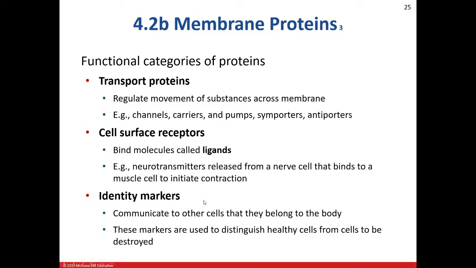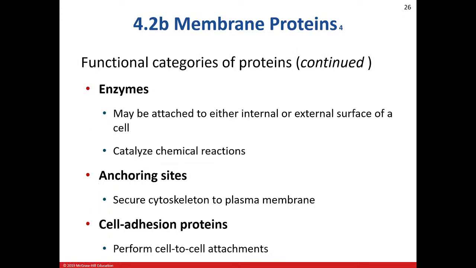And then identity markers. These communicate to other cells that they belong to the body. These markers are used to distinguish healthy cells from cells that need to be destroyed. Sometimes when a cell is really sick, it will put markers on its surface that say to the immune system, basically, please destroy me. I'm too sick to go on.